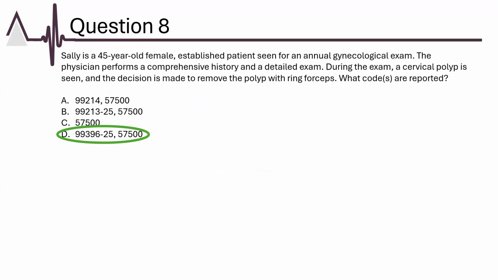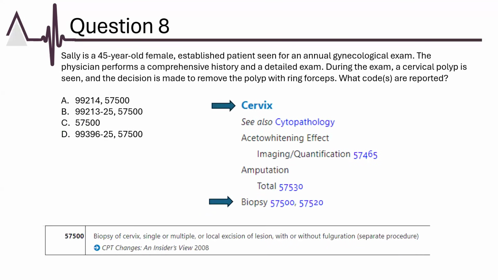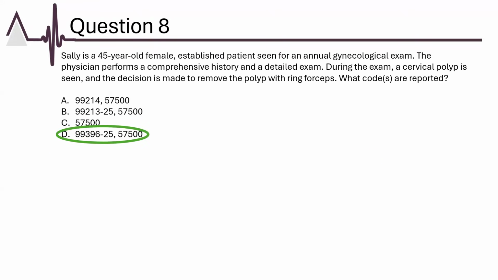But for understanding, let's code the polyp. Look in the CPT index for cervical biopsy, and you are referred to 57500 and 57520. The correct code to report is 57500. The answer is D, still. In Sally's case, a modifier 25 would be used on the Evaluation and Management Services code to indicate that the physician provided a separately identifiable E&M service in addition to performing a procedure, the polyp removal, on the same day. Although Sally came in for an annual gynecological exam, the physician identified a cervical polyp during the exam, requiring an additional decision and procedure to remove it.